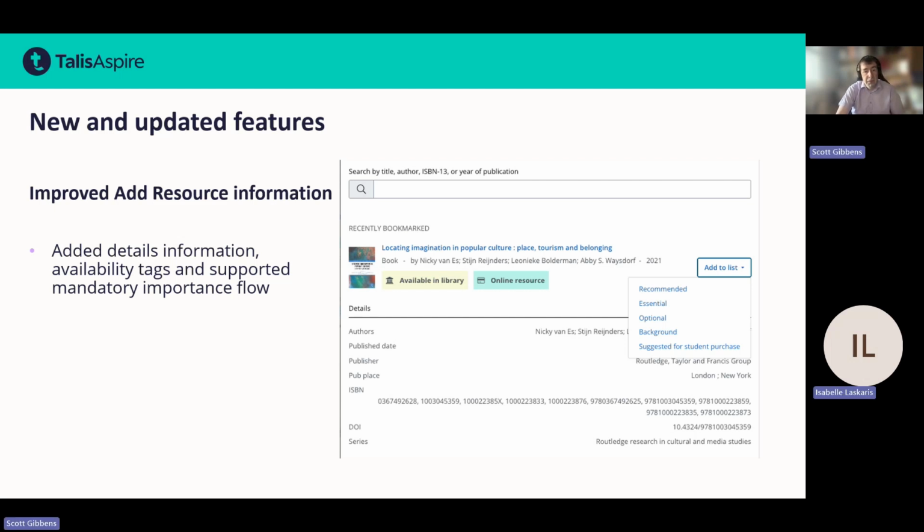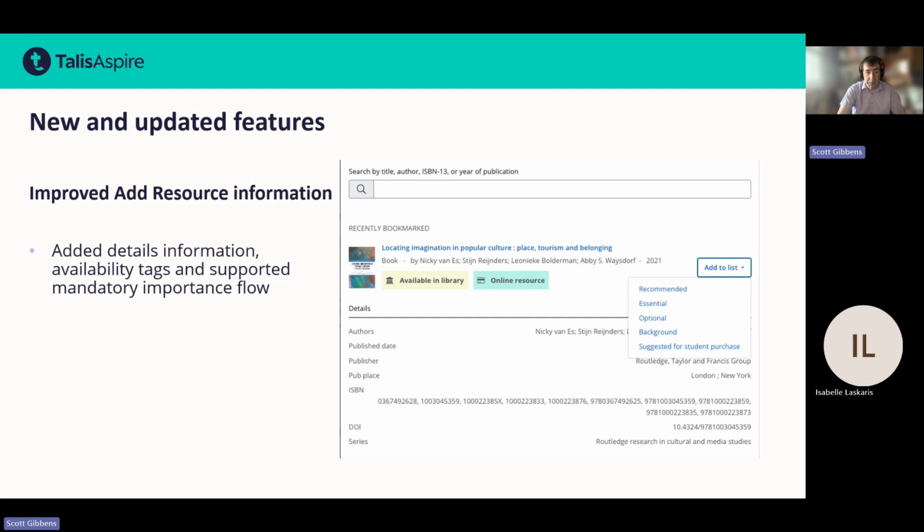We added the improved add resource information. So when you are in lists, you click on add resource. You now get this much more information about a book that you've maybe found in your discovery. So you may remember this screen, you click on add resource, you can search your My Bookmarks or discovery system or Nielsen book data. And in your discovery systems, we've added much more information.